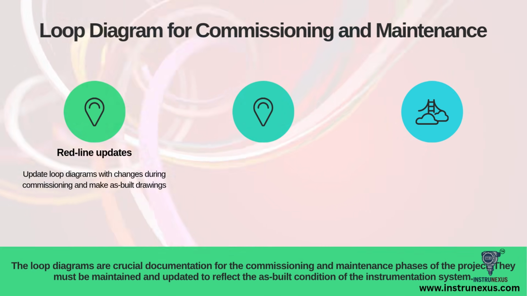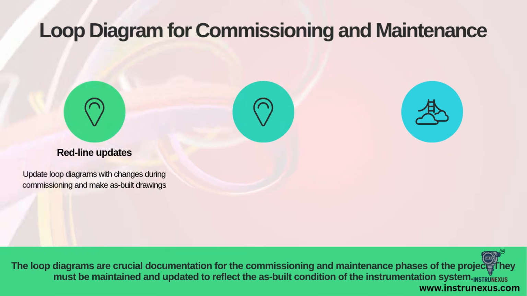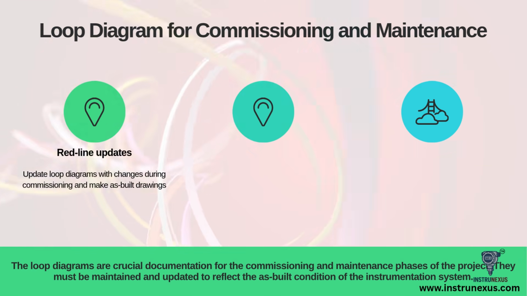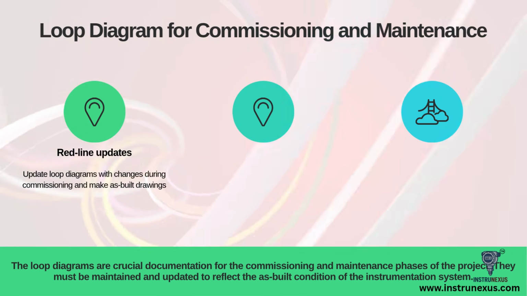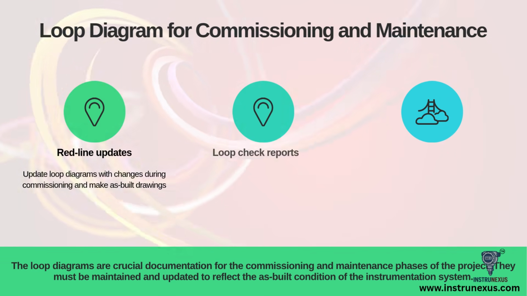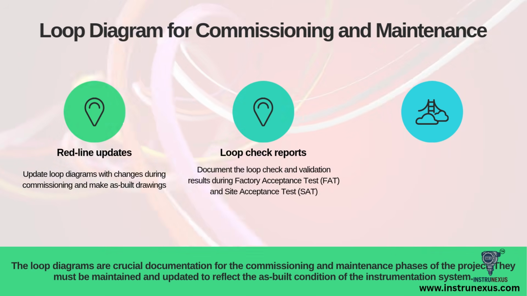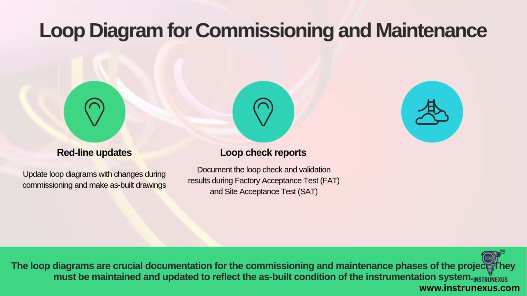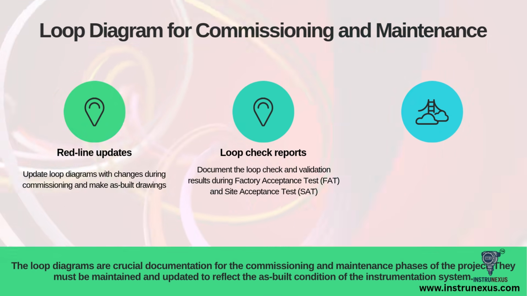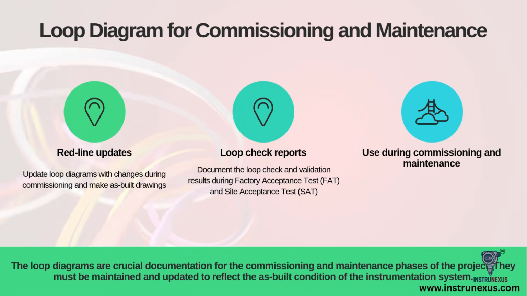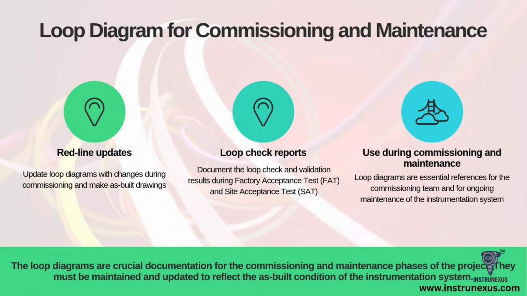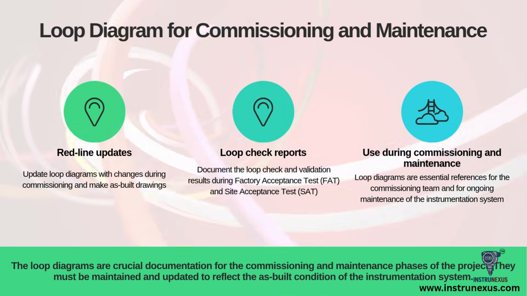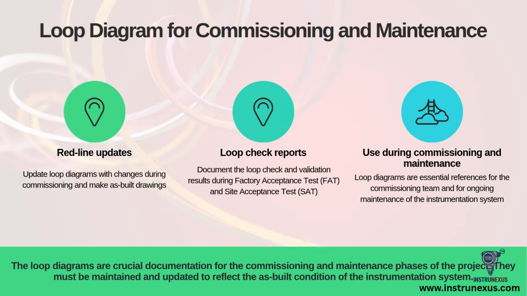These red lines are then collected and used to create the final as-built drawings, which reflect the actual installed condition of the plant. The results of these checks are documented in loop check reports, which are part of the formal factory and site acceptance test documentation. After handover, the maintenance team relies on these accurate as-built diagrams for all future troubleshooting. This is why the loop diagram is a living document that must be maintained.